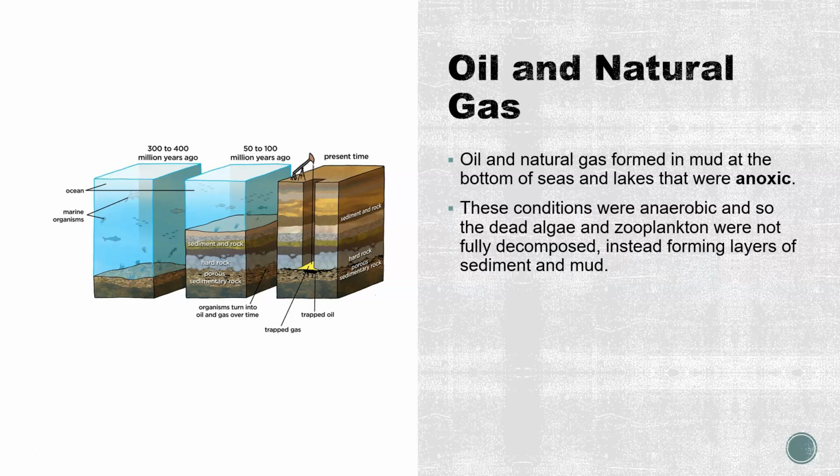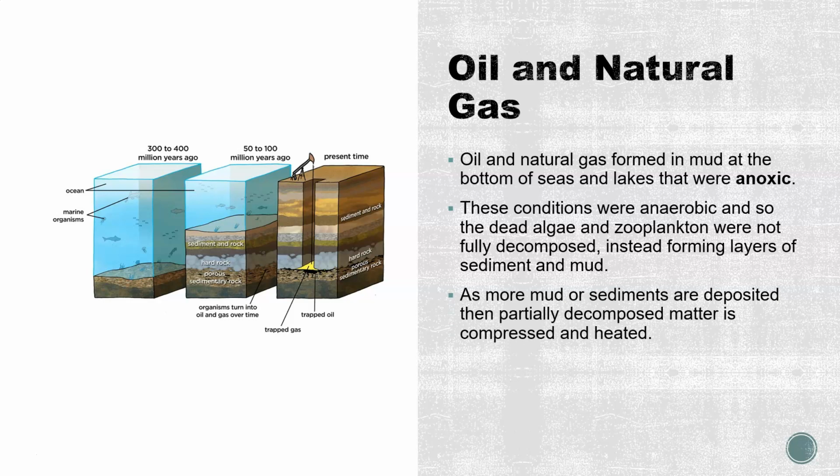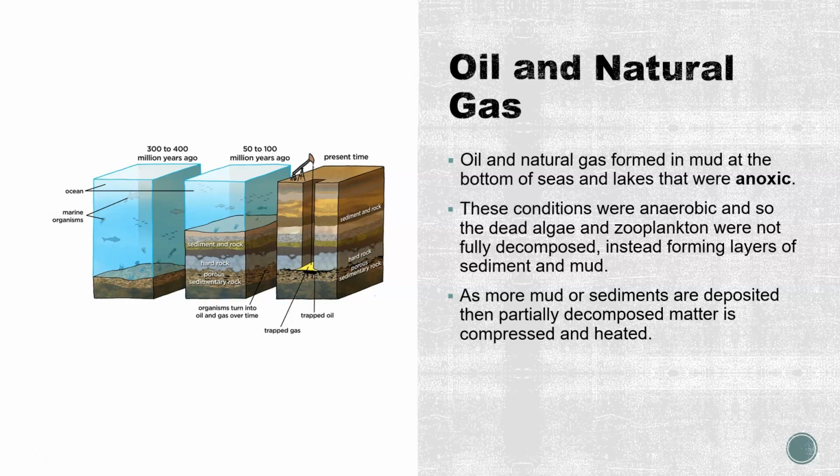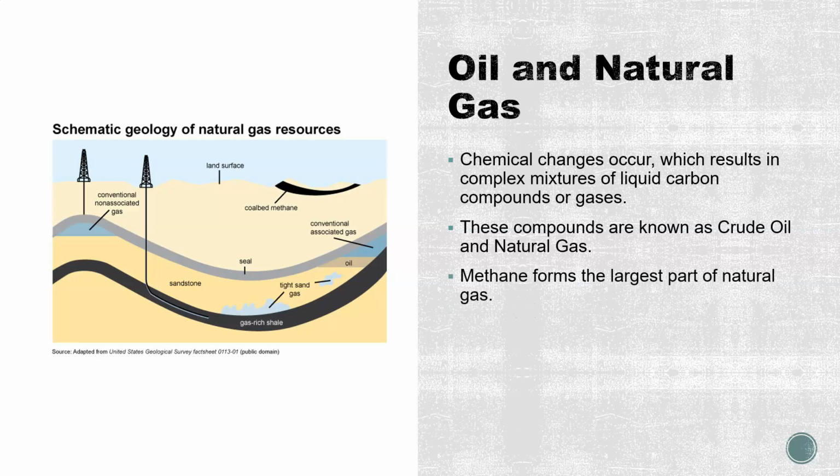Now, the conditions for crude oil and natural gas to form are anaerobic. And so the dead algae and zooplankton were not fully decomposed, instead forming layers of sediment and mud. As more mud and sediments are deposited, then partially decomposed matter is compressed and heated. Chemical changes then occur, which results in complex mixtures of liquid carbon compounds and gases. These compounds are then known as crude oil and natural gas.